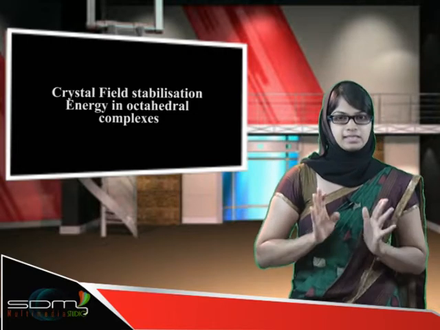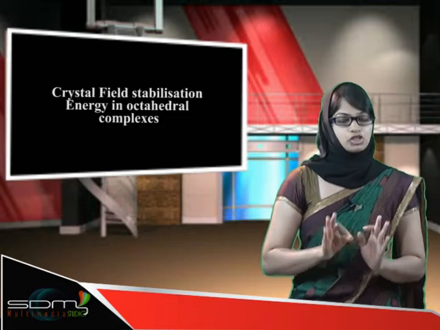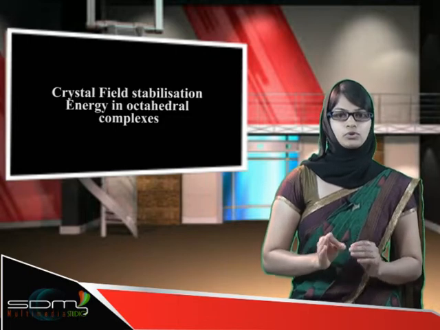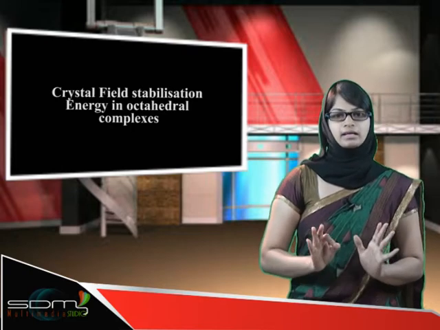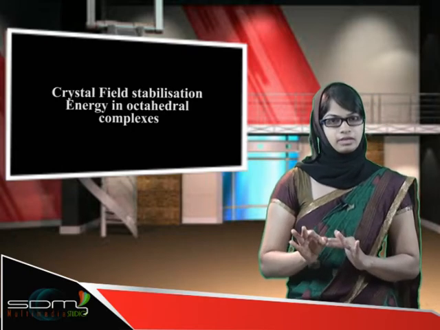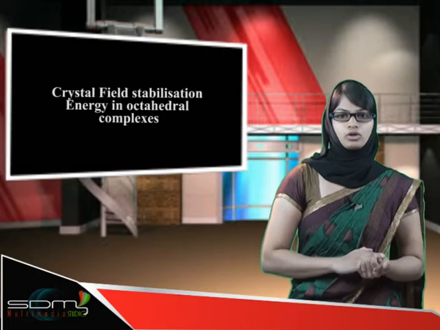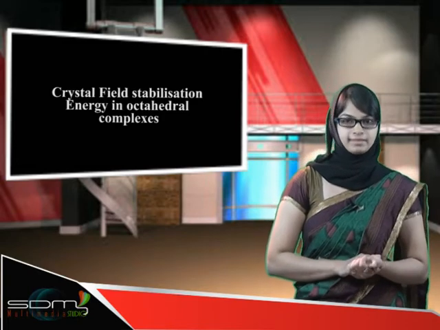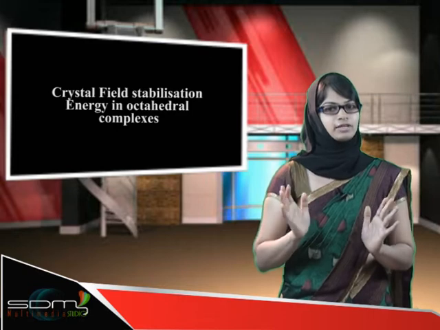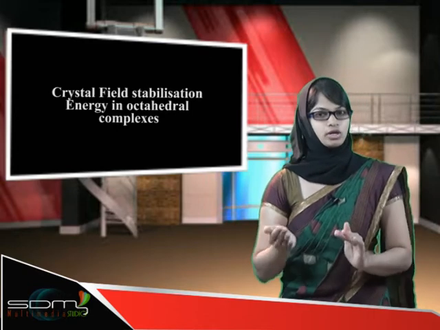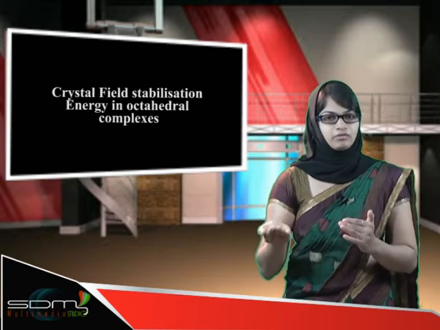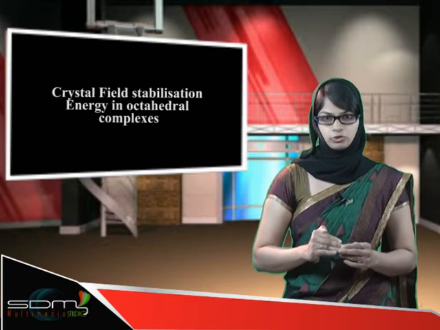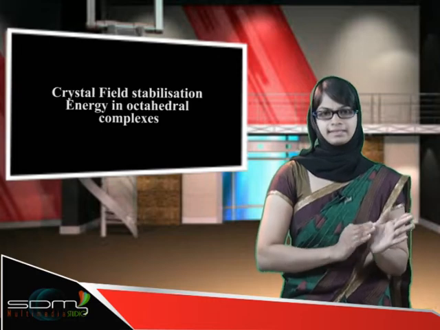If this case is happening, then such complexes are called low spin complexes. Low refers to the number of unpaired electrons being less. In other words, they are also called strong field complexes. Strong field complexes refer to strong ligands. If the strong ligands are interacting with the metal ions, then it prefers the pairing of the electrons. So this is about the first case.